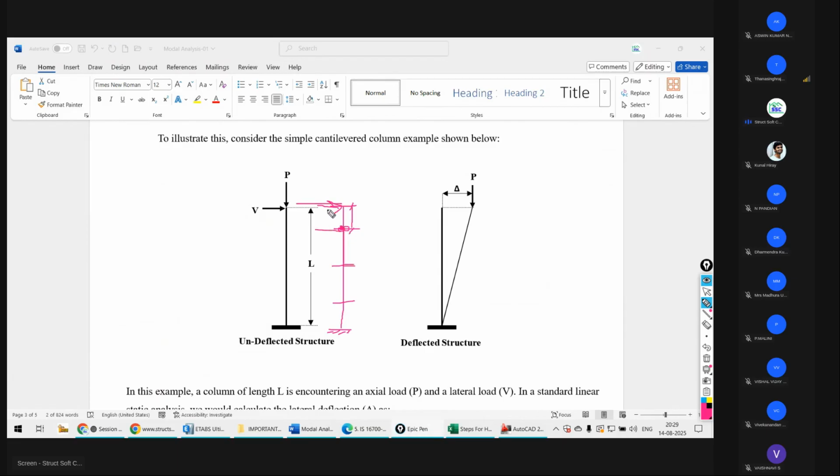This is on the top. So due to this lateral force, as the height increases, the moment here will be more, and here the moment will be more, and it is going to be added. So this is what we are considering in every structure.